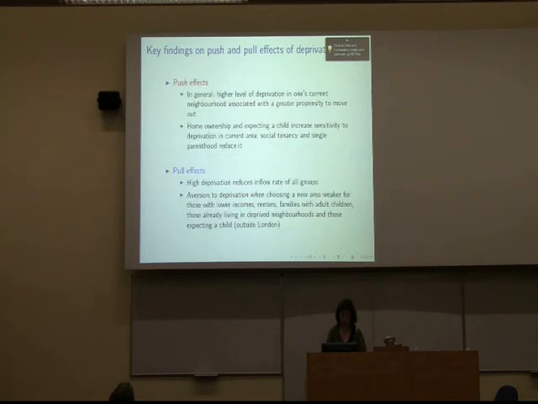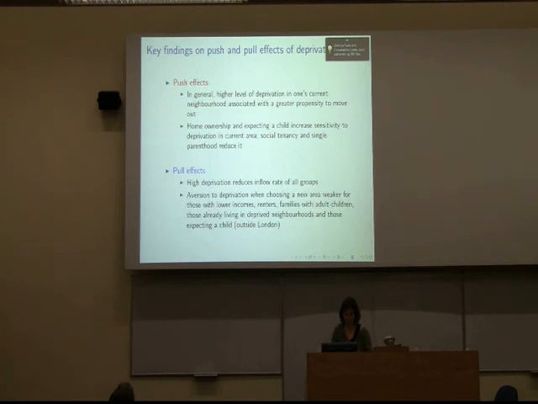Okay, and just to end, with some key findings. I've just shown you a few of the results. So here, this is a summary of all of them. So a complete roundup. In terms of push effects, we find that overall higher deprivation in a person's current neighbourhood is associated with a greater propensity to move out, as you might expect. Now, home ownership and expecting a child increase sensitivity to deprivation in the current area. Okay? Whereas being a social tenant or a single parent reduces it. Okay? Again, I think it's bringing out constraints rather than preferences.